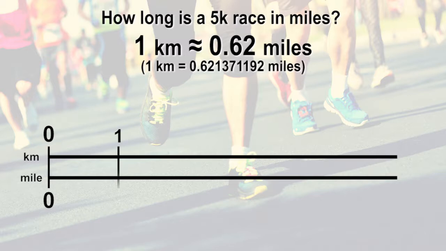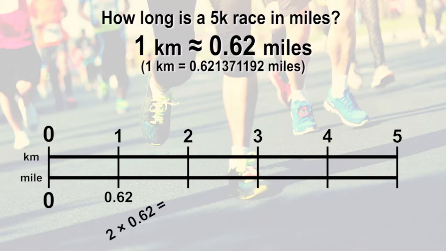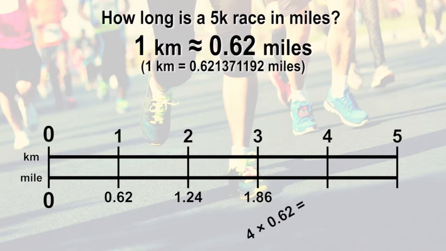Next, we mark off 1, 2, 3, 4, and 5 kilometers on the top number line. On the bottom number line, we record that 1 kilometer is equal to 62/100 miles. 2 kilometers is equal to 2 times 62/100, or 1 24/100 miles. 3 kilometers is equal to 3 times 62/100, or 1 86/100 miles. 4 kilometers is equal to 4 times 62/100, or 2 49/100 miles. 5 kilometers is equal to 5 times 62/100, or 3 11/100 miles.